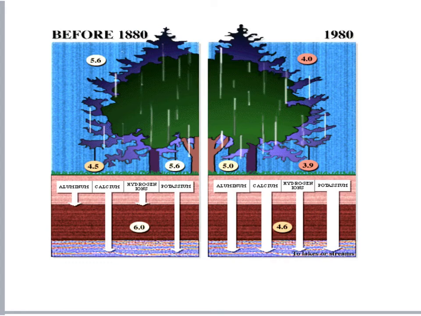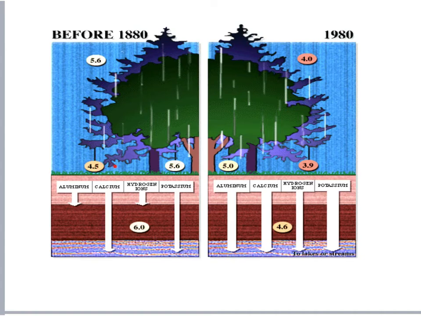Okay, this diagram makes it really easy to see how we've changed and how much more acid has been entered into our ecosystem. So before 1880 here, we're looking at the pre-industrial revolution, right? So not too many factories were around. We were just sort of ramping up our production of fossil fuels and greenhouse gases. And you can see that a higher pH there means there's less acid, right?